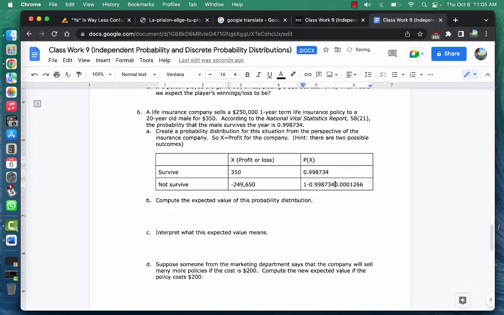You don't have to erase your work. I just want to show it a little bit more clearly when I do expected value. So the two situations are the company can make $350 with a very high likelihood, or they can lose $249,650 with a very low likelihood. This is usually how insurance is set up.